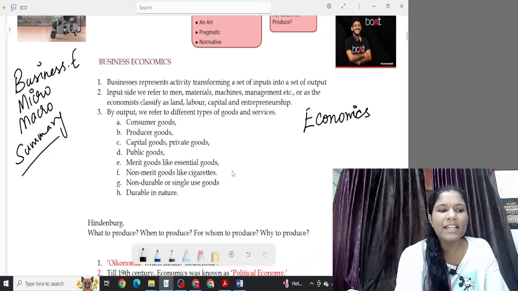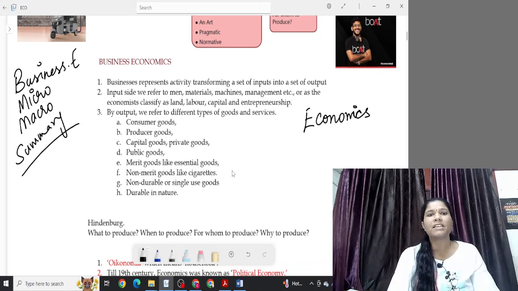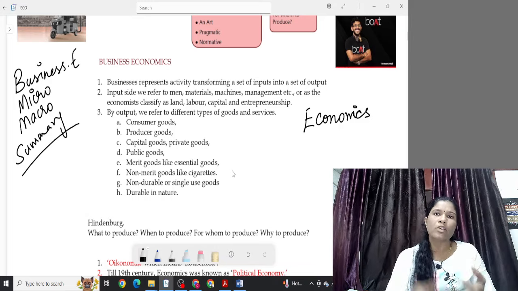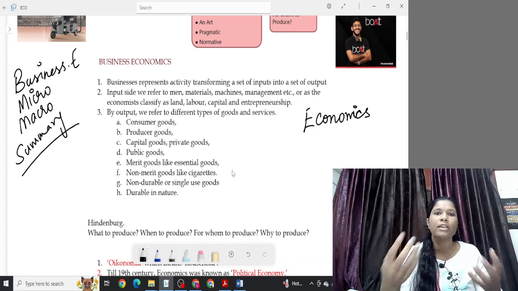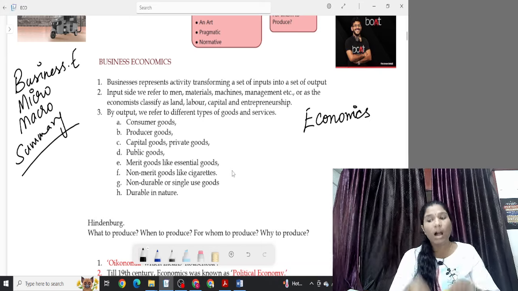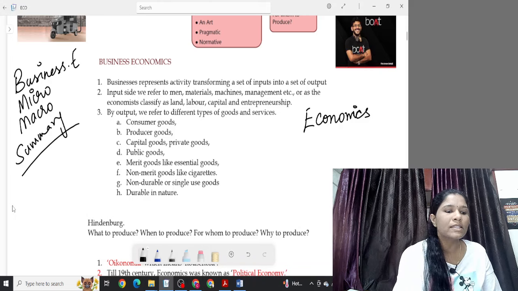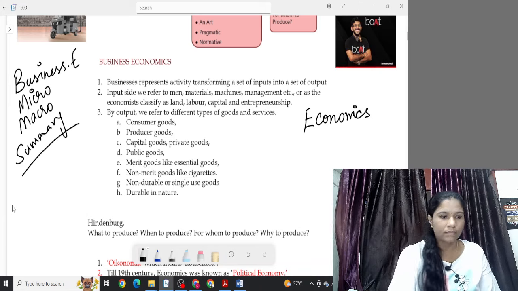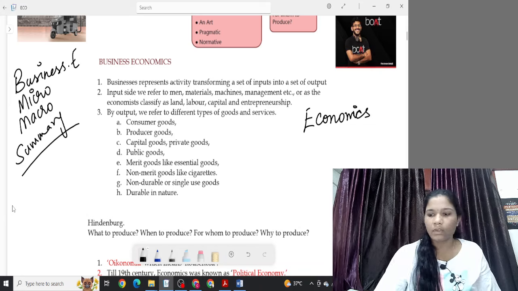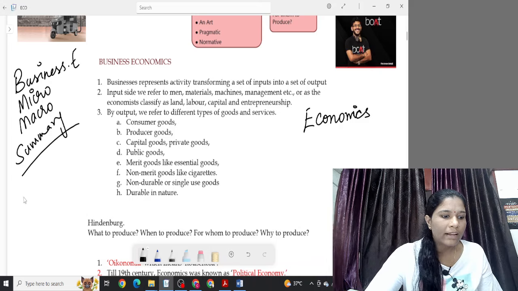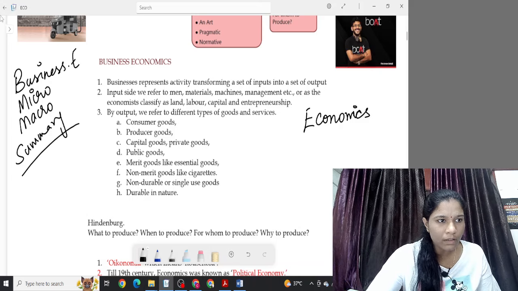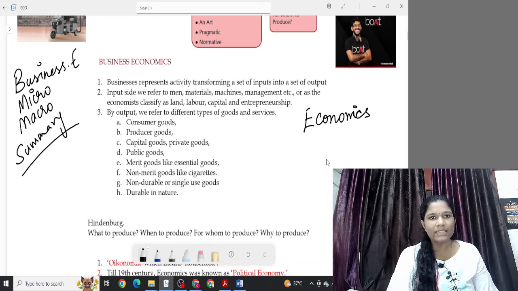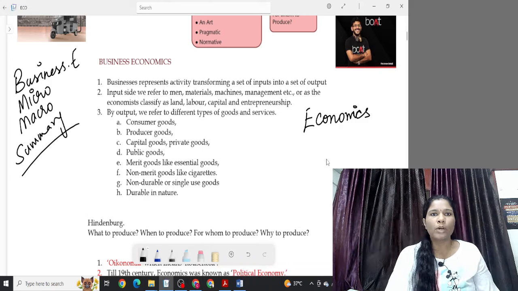So precisely, if you want to summarize the entire chapter 1, it is as simple as this: what is economics, what is business economics, what is micro, what is macro, and how micro and macro are being used in business economics, and how economics as an example differs from business economics. So these are the main things that they're discussing in your chapter 1, unit 1.